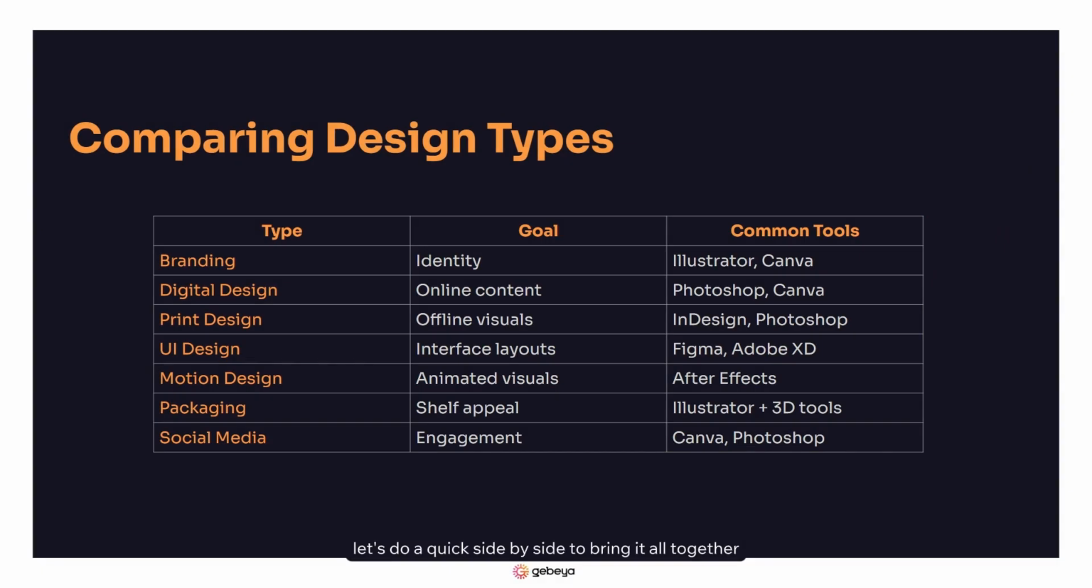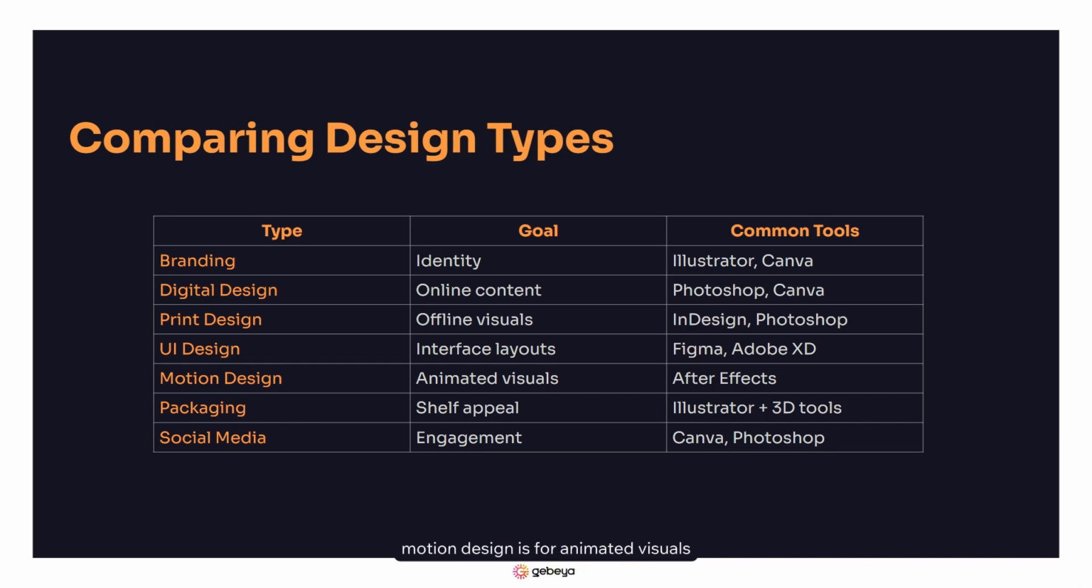Let's do a quick side-by-side to bring it all together. Branding is for identity, used everywhere, Canva, Illustrator. Digital design is for online content, you can use Photoshop, Canva. Print design is for offline visuals, you can use InDesign, Photoshop. UI design is for interface layouts. You can use Figma, Adobe XD.